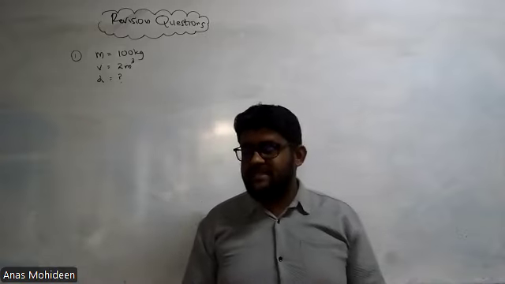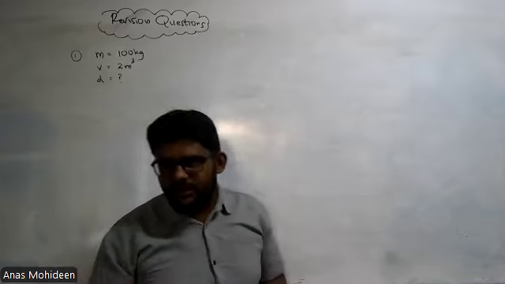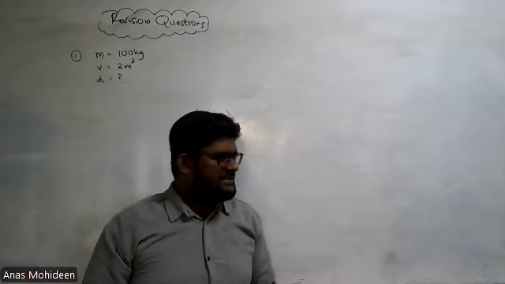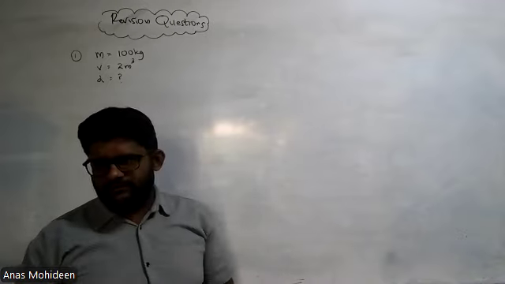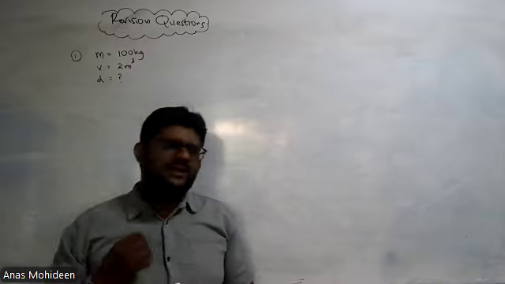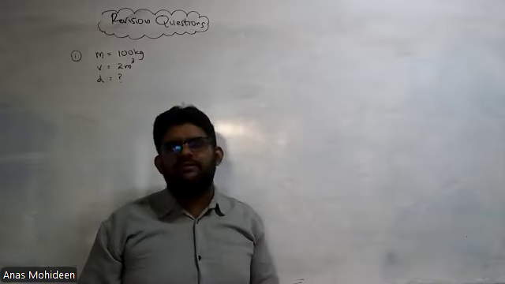Right? So what is the formula? Density is equal to mass over volume. So D equals M over V. That is the formula we have to use.